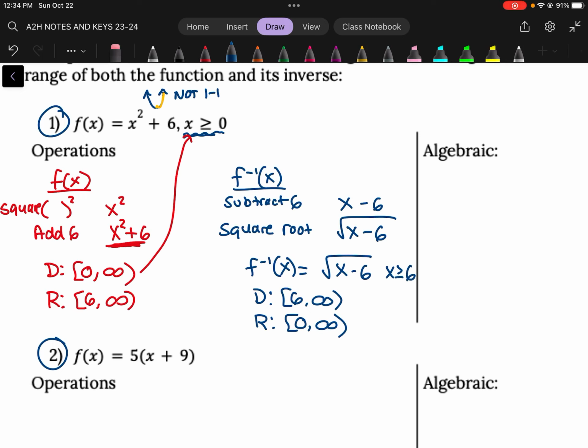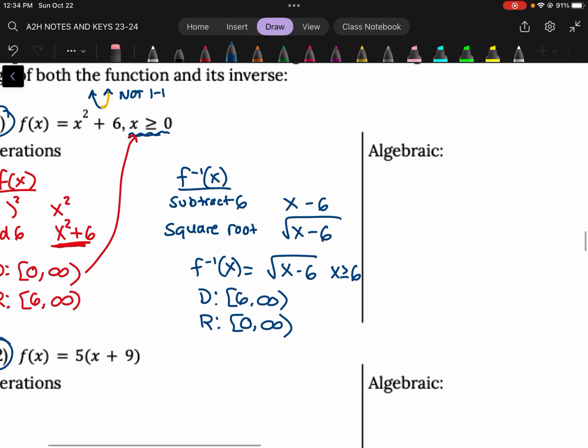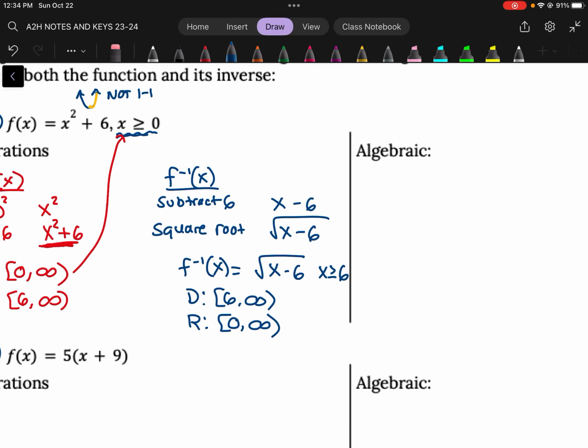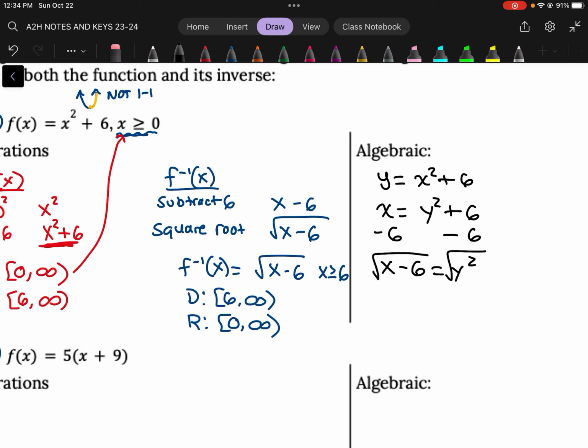So what I've got here is x is greater than or equal to 6, right, as the domain. Okay. Algebraic, we can do the same thing real quick. We'll make it y equals x squared plus 6. We switch our x and y's. And subtract 6. All right. Now technically, right, when we take the square root here, we could get plus or minus square root of x minus 6, right?